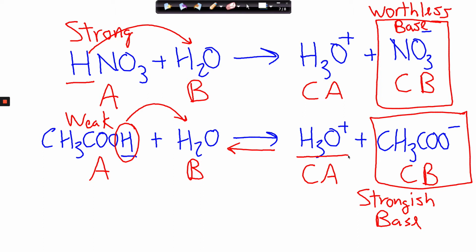So what have we just said? And the answer is this. Strong acids have worthless conjugate bases. Weak acids have conjugate bases that actually function as bases. They're not strong, but they're not worthless. They're strongish. Do you get the idea?